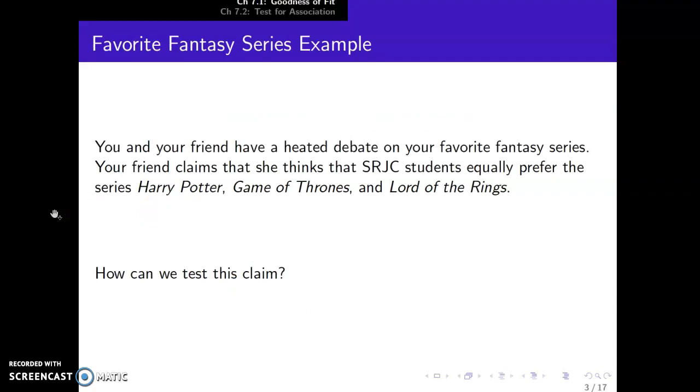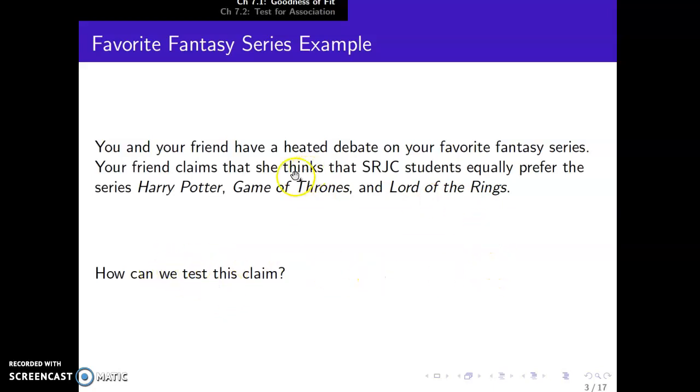Okay, so I want to take a first example to look at before we get into chi-squared. Let's suppose you and your friend are having a very heated debate on your favorite fantasy series, and your friend claims she thinks that SRJC students prefer equally the series Harry Potter, Game of Thrones, and Lord of the Rings. So how can we test this claim?